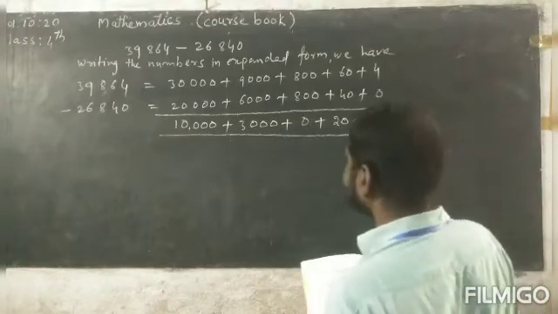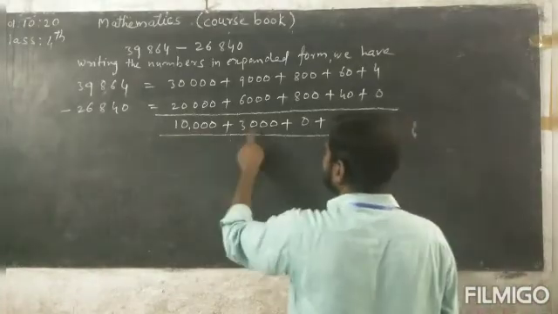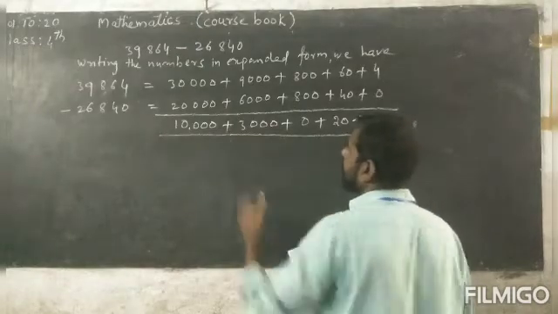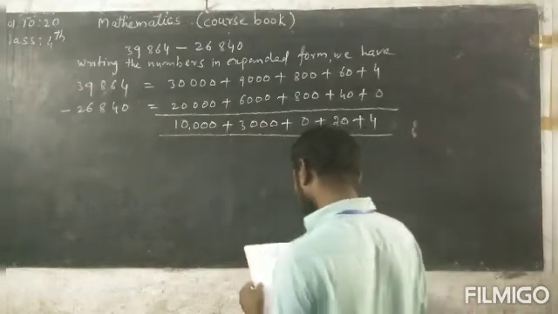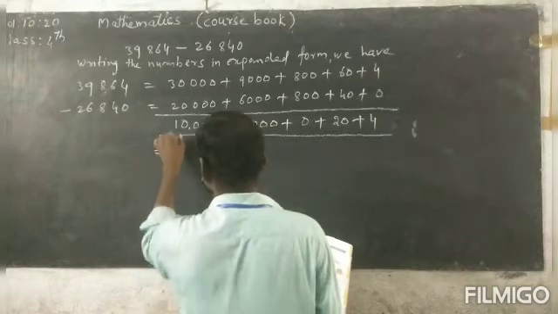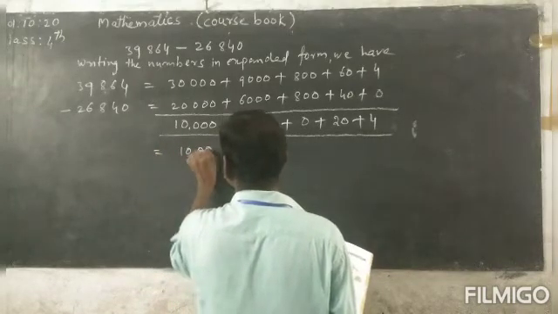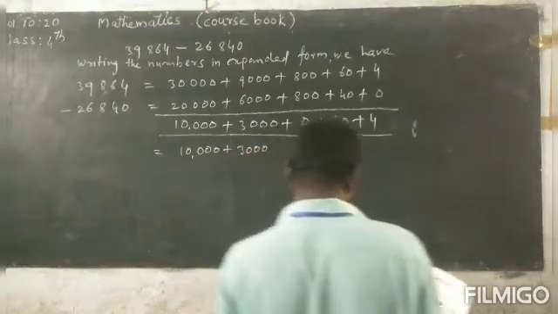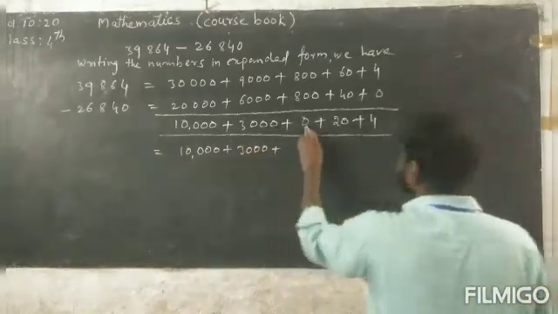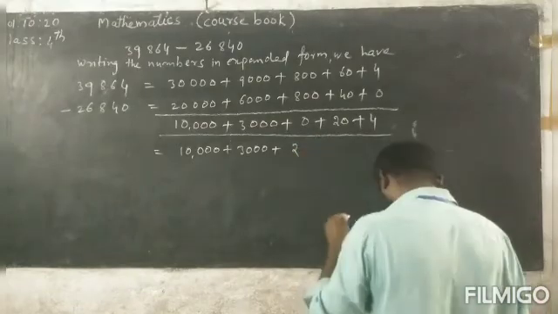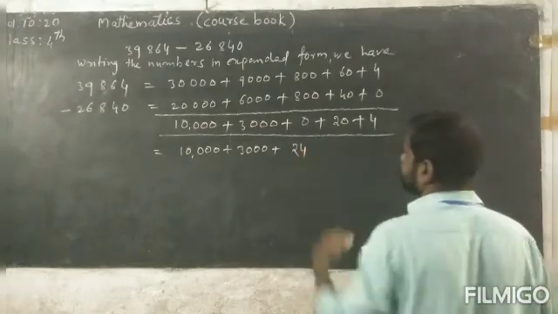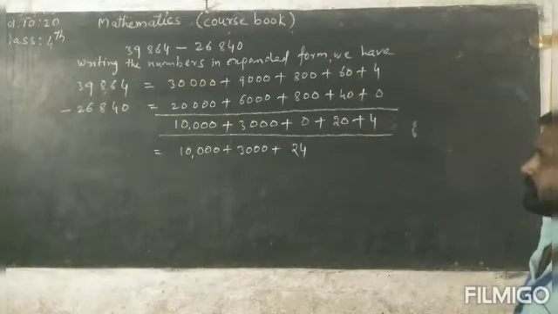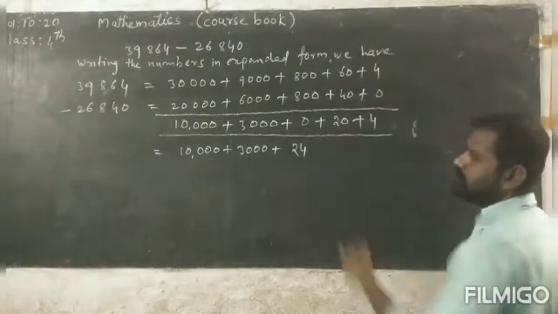Now next, 10,000 and 3,000. This is the thousands period, you can add it. So first we write here 10,000 plus 3,000 plus 0, 24 means 24. See here, this is the ones period, you can write directly 24.